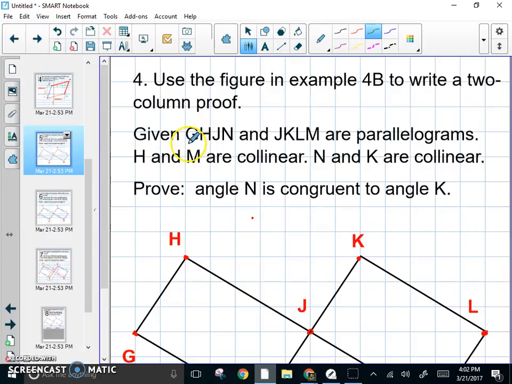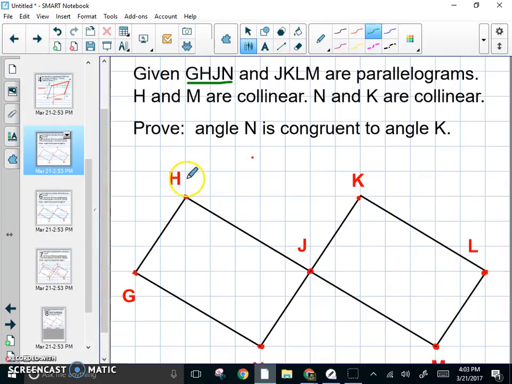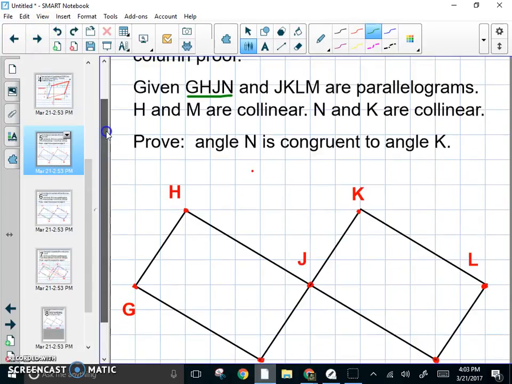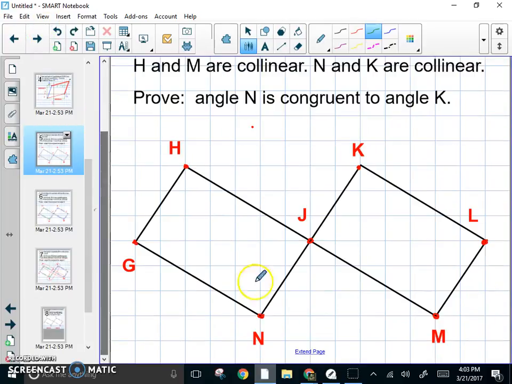Given that GHJN, which is this one here, and JKLM, which is this one here, are parallelograms. So we know that they're given as parallelograms. Also, we are given that H and M are collinear, which means that they are basically a line. And also that N and K are collinear, which means that they are a line. They're not going in different directions. They're a straight line, which is good to know for making vertical angles, which is why they say that. They both share the point J, so we know that they are intersecting at J.